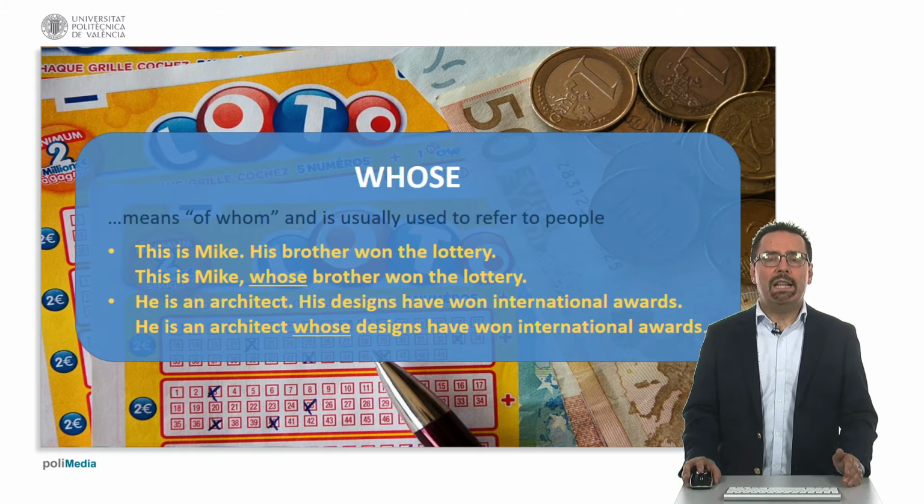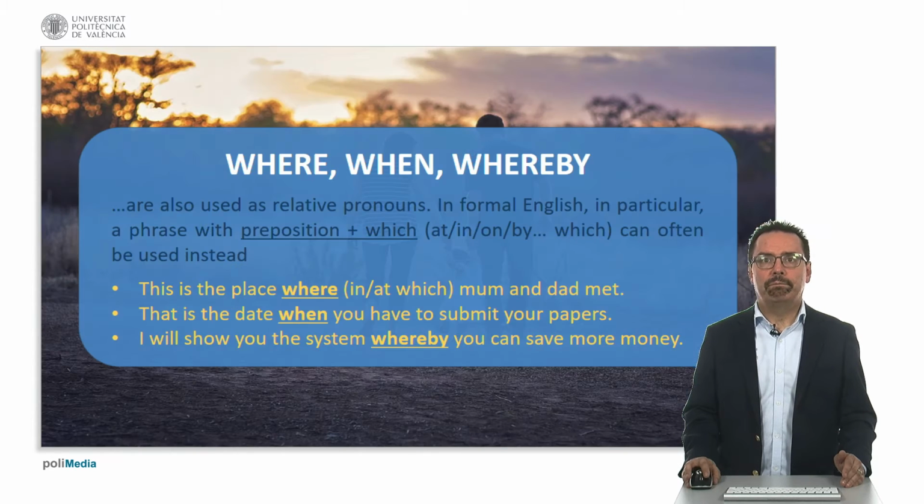Whose means of whom, so it has a possession meaning, and is usually used to refer to people. Here we have some examples. This is Mike. His brother won the lottery. We can link these two ideas. This is Mike, whose brother won the lottery. Another example. He's an architect. His designs have won international awards. We can link the ideas as he is an architect whose designs have won international awards. Whose is translated into Spanish as cuyo or cuya.